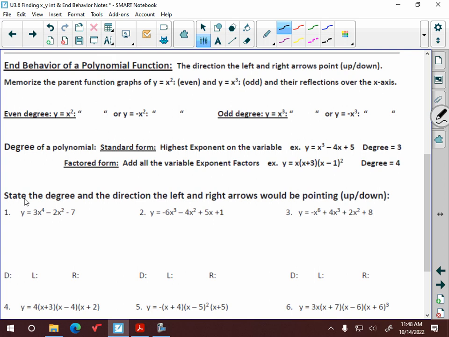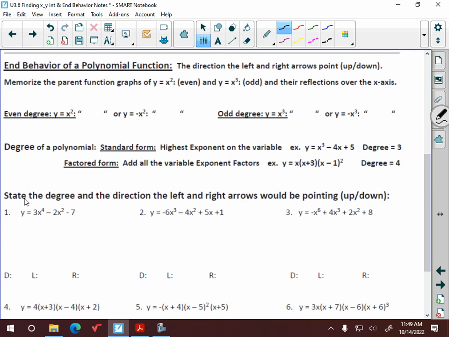All right, so the direction, the left and right arrows, in which they point either up or down is going to help us get our graphs. So we want to memorize two parent functions from, I think it was unit 1. One of them is y equals x squared, and the other one is y equals x cubed. Okay, so we have the quadratic and the cubic.